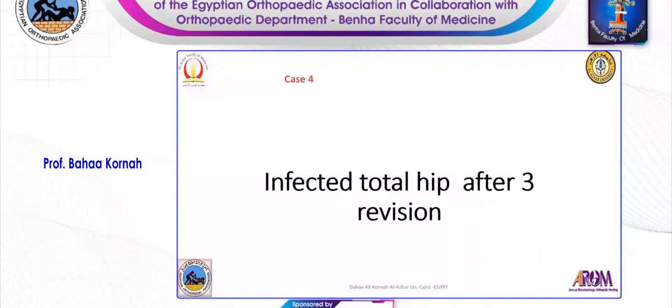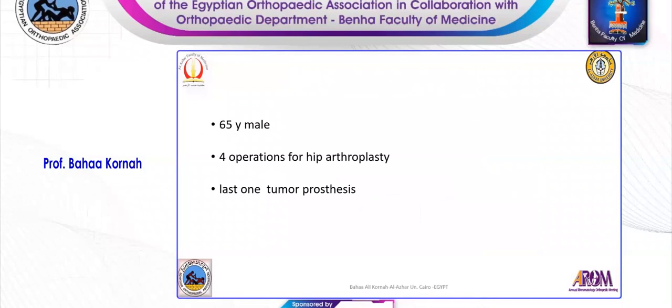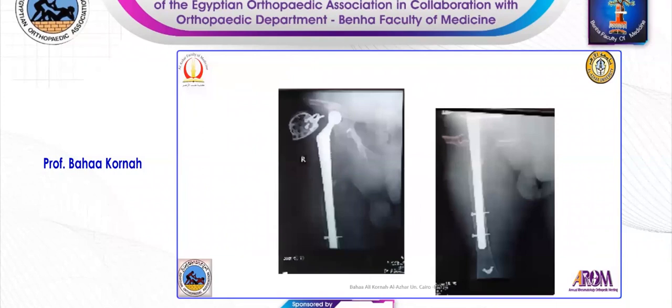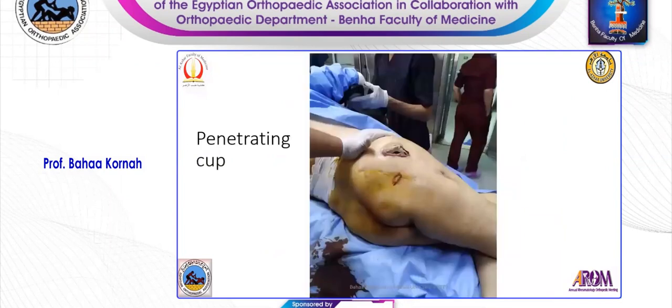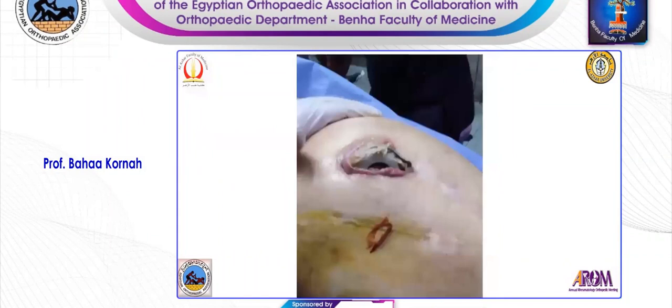The last case is an infected total hip after 3 revisions. A 65-year-old male, with 4 operations for the hip, the last one a tumor prosthesis. The patient came with migration of the femoral stem and migration of the cup, and this is his position. The patient was taken to the OR and we found this: there is a penetrating cup coming out through the wound, and these are close-up views.